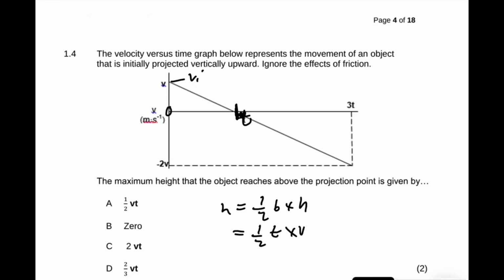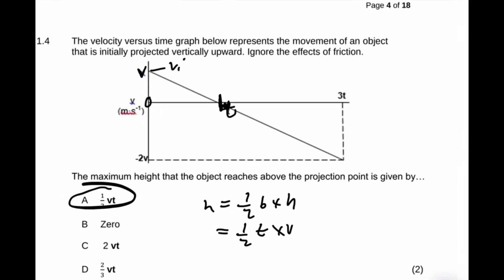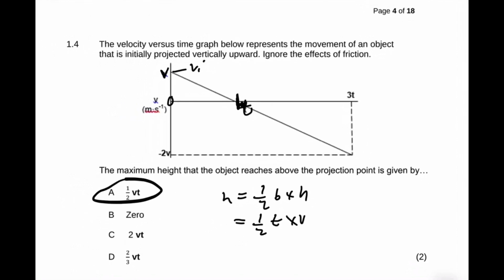And then the height is from 0 to v. So we just have a half t multiplied by v, and then that seems to be option A. It says a half vt instead of tv, but that is still perfectly fine.